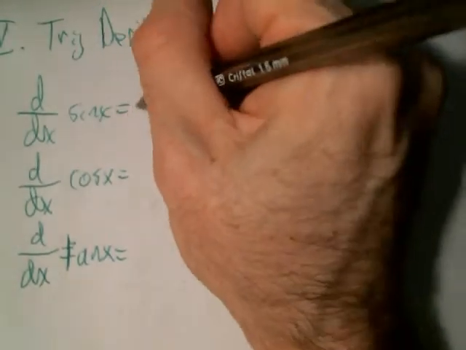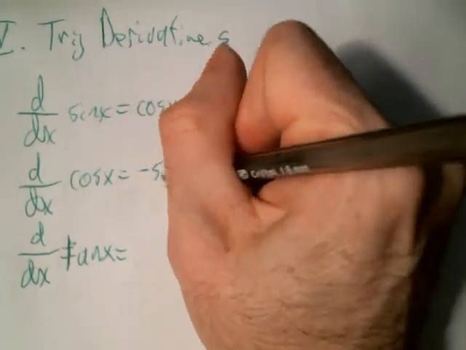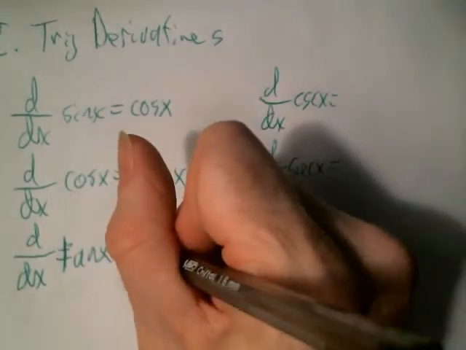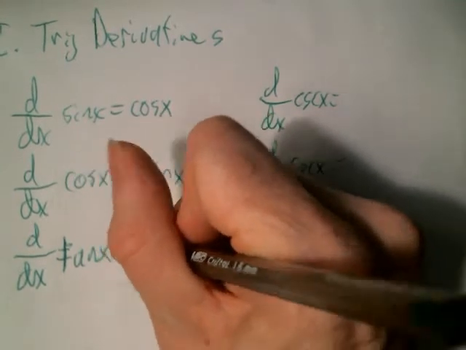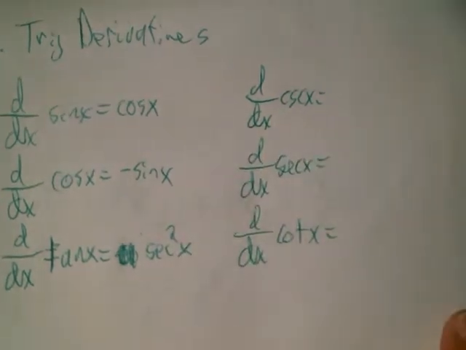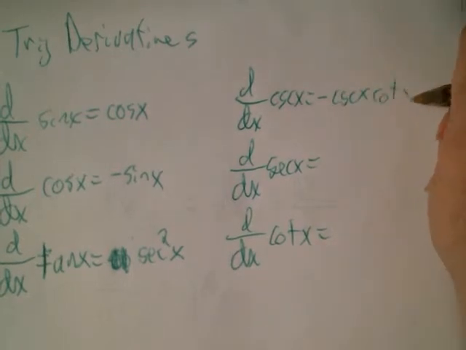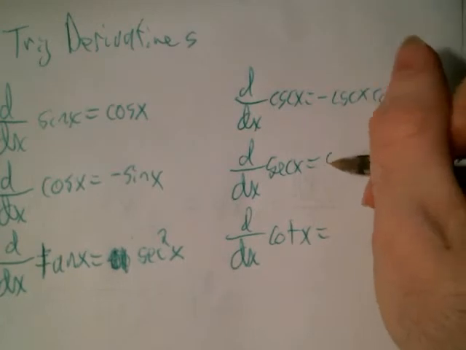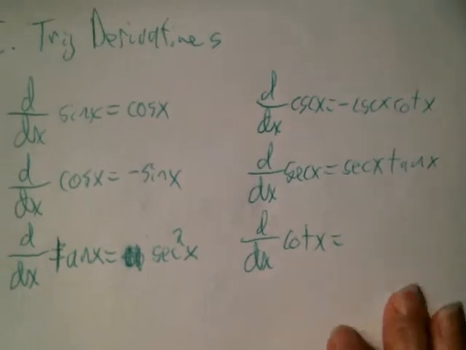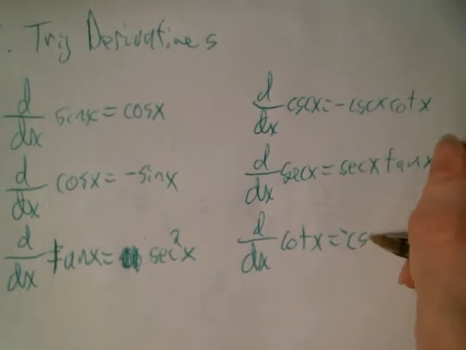Okay, so we already know these two. The derivative of sine is cosine. The derivative of cosine is negative sine. But these other ones we don't know. So let me fill them in now. The derivative of tan is secant squared. Derivative of cosecant will be negative cosecant cotan. Derivative of secant is secant x tan x. And then the derivative of cotan is negative cosecant squared x.